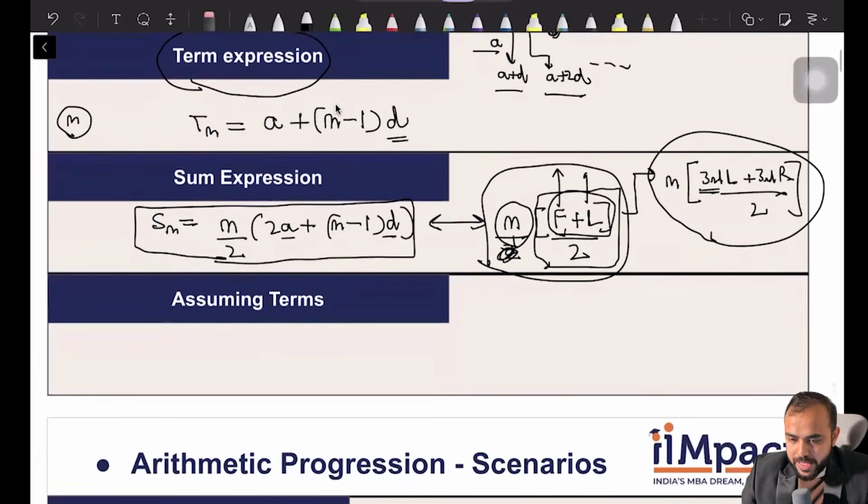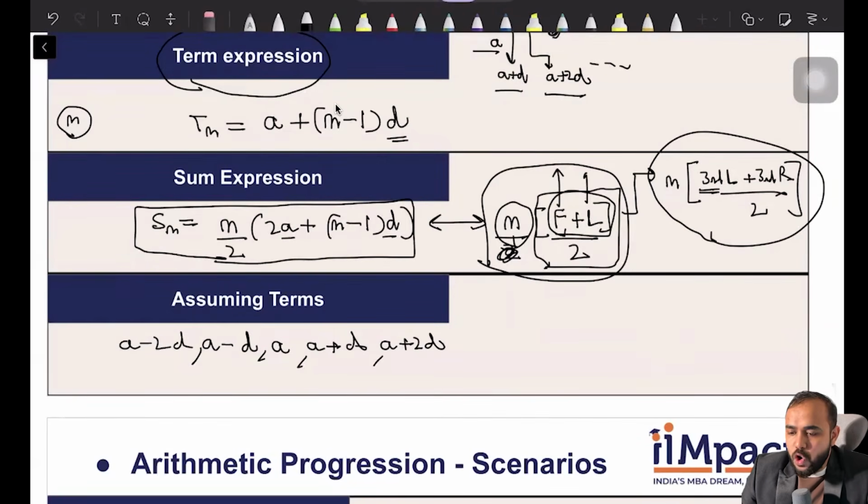Okay, let's move ahead. If you do have to assume the terms, for example, they say that there are three terms in AP or four terms in AP, you will assume it as A plus D and A minus D. If they say five terms, you will do A plus 2D and A minus 2D. These would be your five terms.